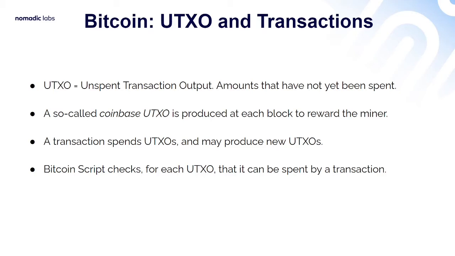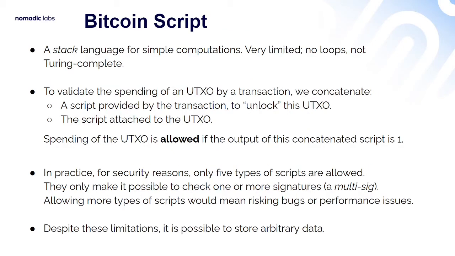During that process, Bitcoin script is used to check for each UTXO that it can be spent by the transaction. So how does that work? Bitcoin script is a stack language that can do simple computation, but it's very limited. It doesn't have any loop, and it's not Turing complete. To validate the spending of a UTXO by a transaction, we basically concatenate two parts. The first part is a script provided by the transaction, which is used to unlock this UTXO.